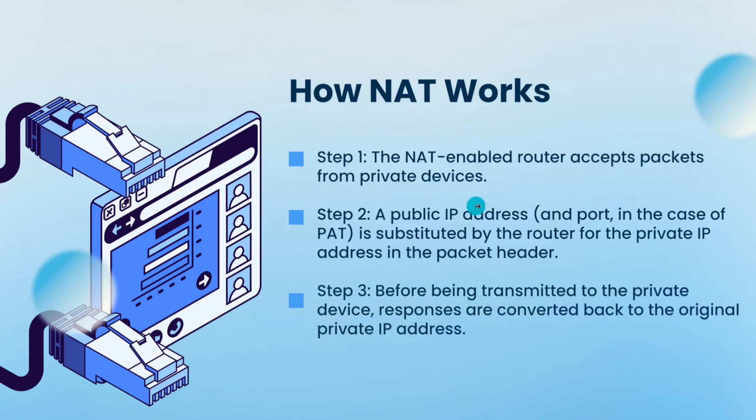Step 2. A public IP address and port, in the case of PAT, is substituted by the router for the private IP addresses in the packet header. Step number 3. Before being transmitted to the private device, responses are converted back to the original private IP addresses.